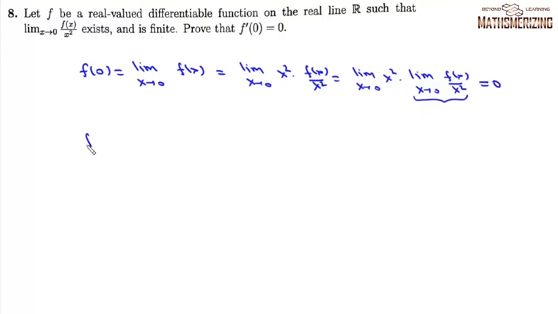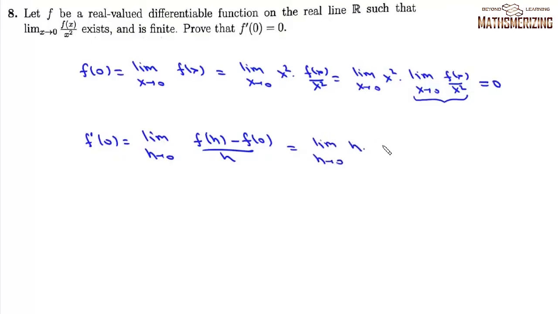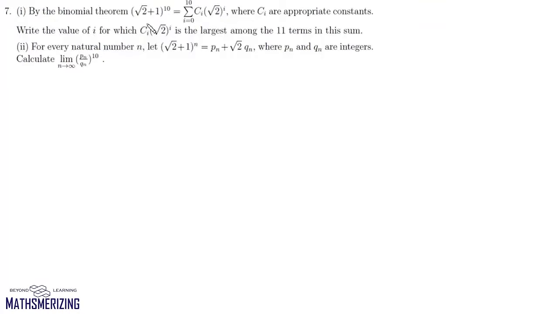Now if f(0) is 0, we can find f dash 0 as this limit h tends to 0 (f(h) minus f(0)) upon h. Now f(0) is 0, so we can write this as limit h tends to 0 h into f(h) upon h square. Now f(h) upon h square is finite and h is 0, so from here we can say f dash 0 must be 0.